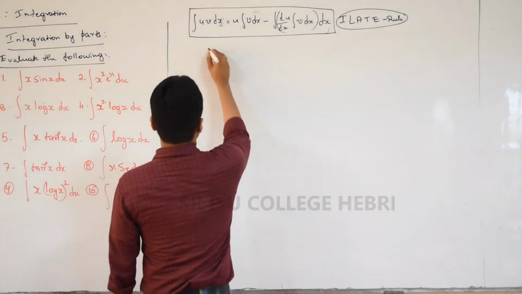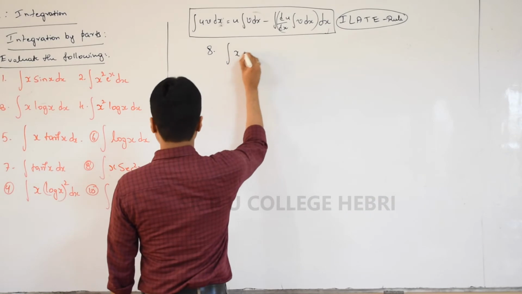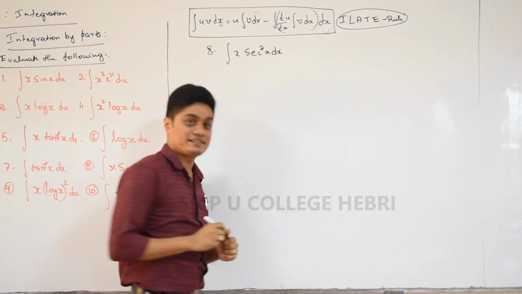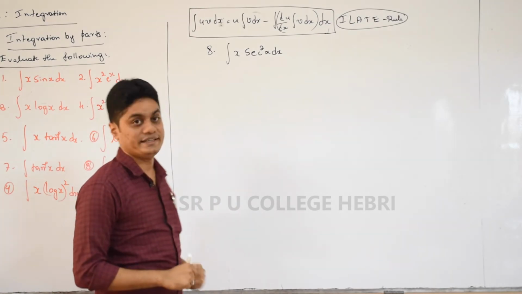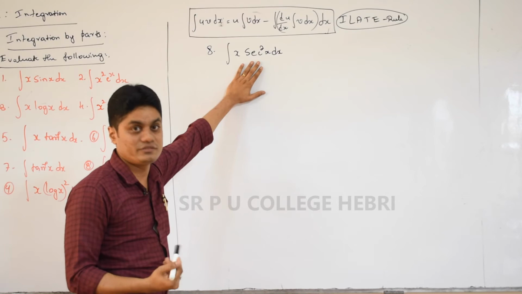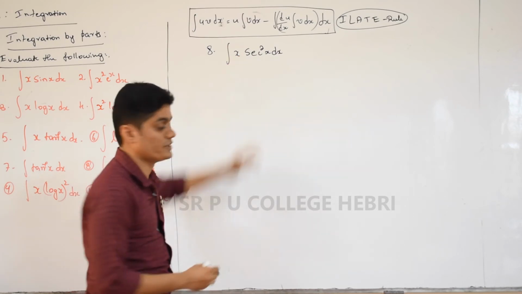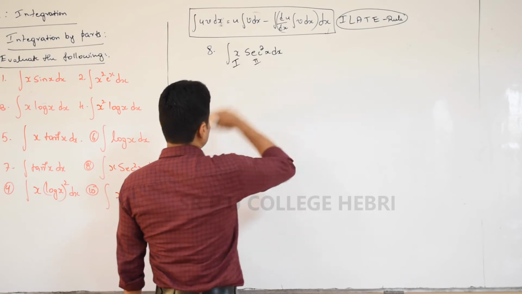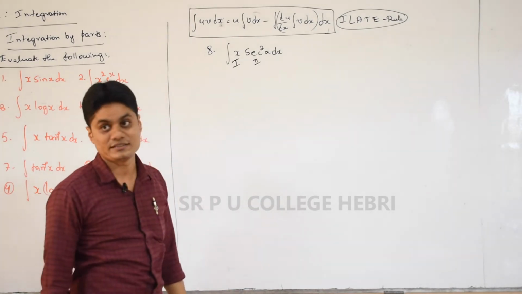Understood? Okay, next question number 8, integration of x into secant square x dx. Secant square x comes under which function? Trigonometric function. X comes under algebraic function. So which function should we consider first? Yes, take x as the first function, secant square x as the second function.